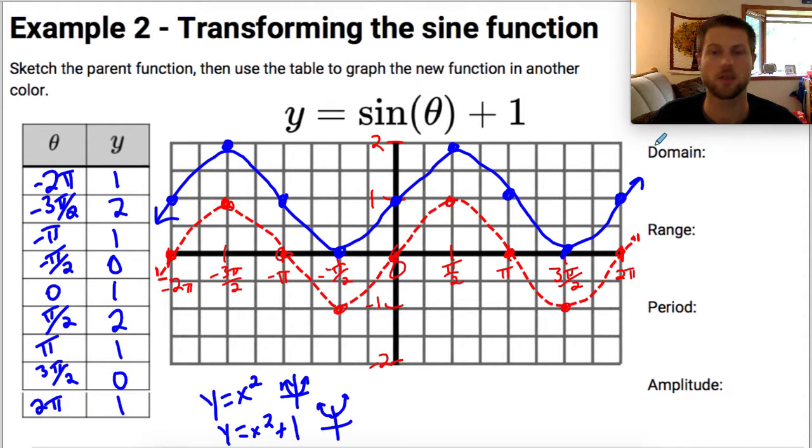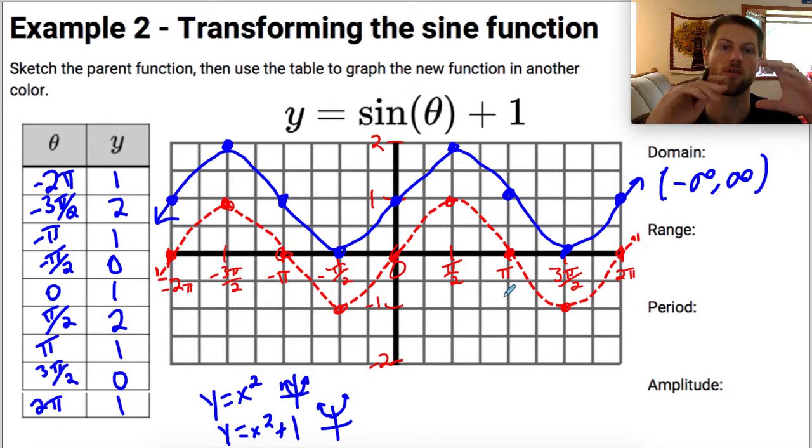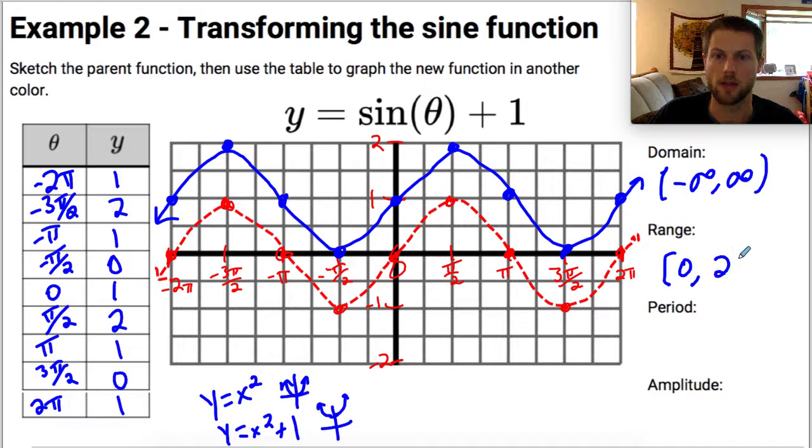So the domain, that's still the same, from negative infinity to infinity. What's changed is now my range has actually changed. My range for the parent function is negative 1 to 1, but since I moved everything up 1, that moves my range up 1 as well. So I'm going to go from 0 to positive 2. That's my new range. Period has not changed at all.